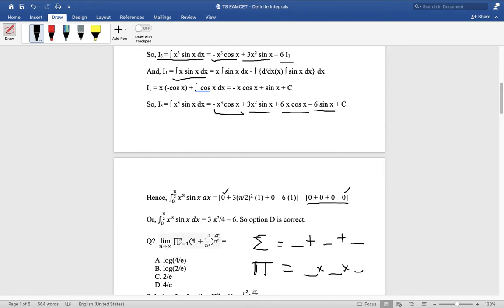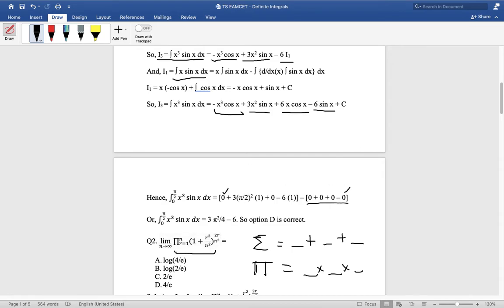R equals 1 to n. So (1 plus 1 square by n square) whole raised to the power 2 by n square into (1 plus 2 square by n square) to the power 4 by n square into (1 plus 3 square by n square) to the power 6 by n square into (1 plus 4 square by n square) whole raised to the power 8 by n square, dot dot dot. So it is an infinite product. It's a series of infinite products. Okay, but we know that integration is summation, but this over here is a multiplication.